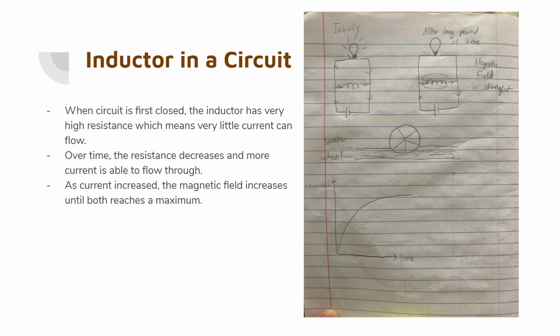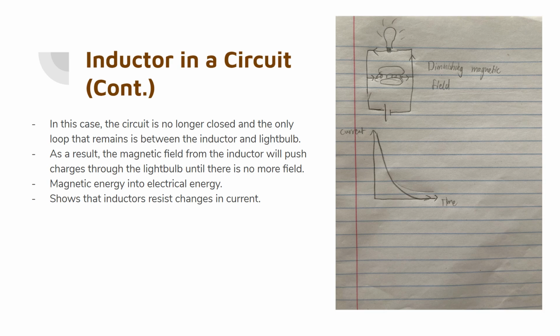And this whole process is analogous to the water wheel, and how as the water continues to push against the wheel, it gets faster and faster until it reaches the speed of the water. So now we disconnect the battery from the circuit, and the only loop that remains is between the inductor and the light bulb. What will happen here is that the magnetic field from the inductor will push charges through the light bulb, and that's basically what it means when magnetic energy is turned into electrical energy.